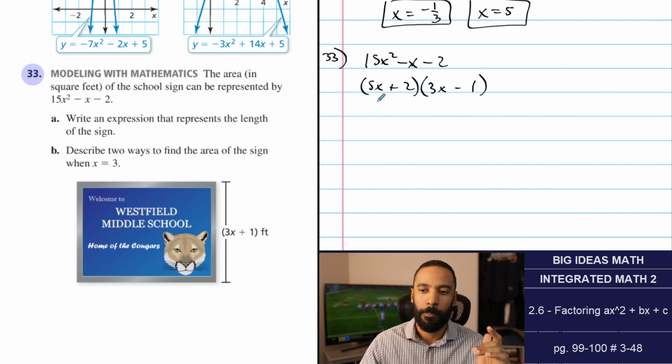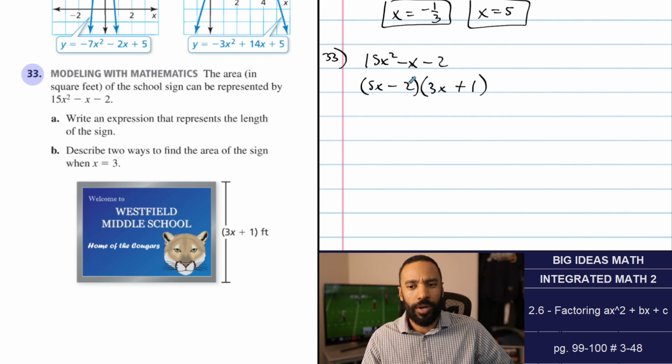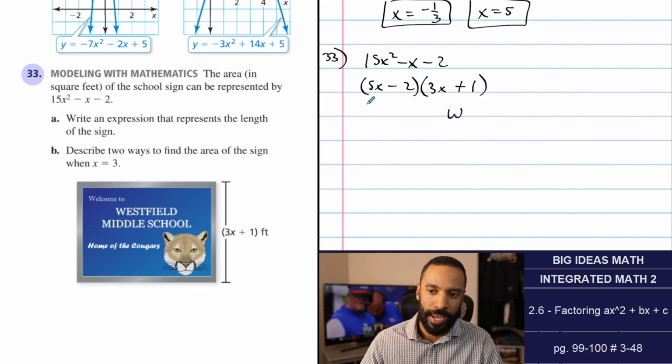So 1 and 2. Negative 5 plus 3 is, plus 6. Negative 5 plus 6 is positive 1. So I'm actually left with swapping these signs here. And I get that. That was actually more testing than I generally do, although I didn't try 15 and 1. So there's the factorization. So they gave us the 3x plus 1. I guess that's the width. So this is the length, which is 5x minus 2.